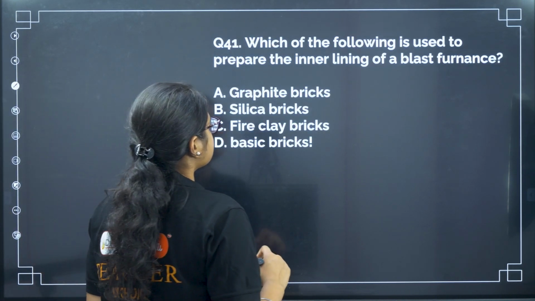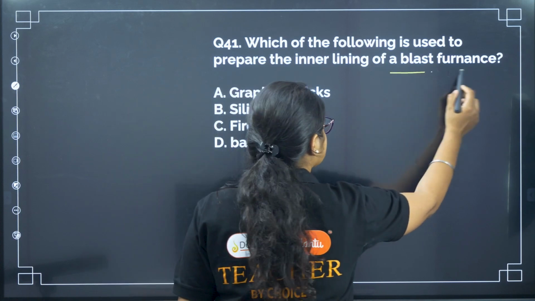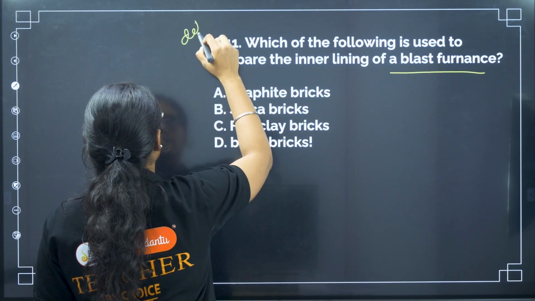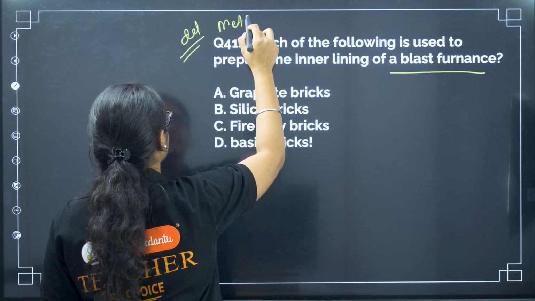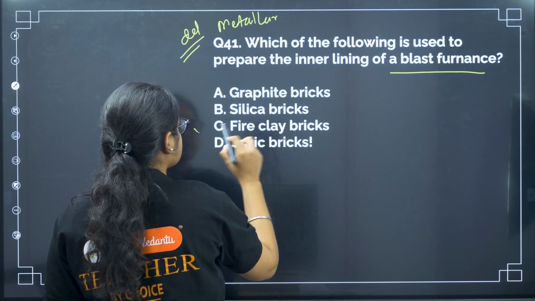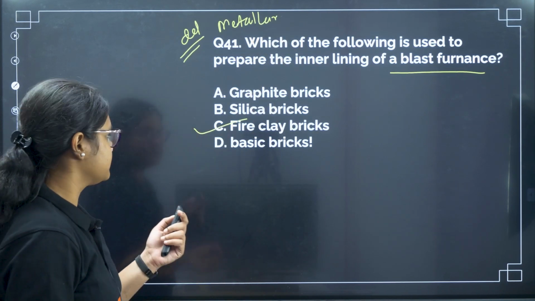Next, which of the following is used to prepare the inner lining of a blast furnace? This is also from your deleted portions, that is your metallurgy chapter. The correct answer for this question is fire clay bricks.